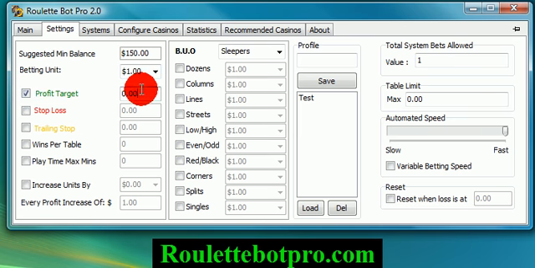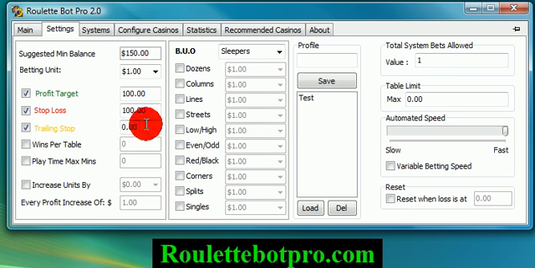If you have this checked, enter in a number you want the bot to stop at when you have reached your desired profit target. Stop loss. If you have this checked, enter in the maximum amount you want to lose before the bot will stop.